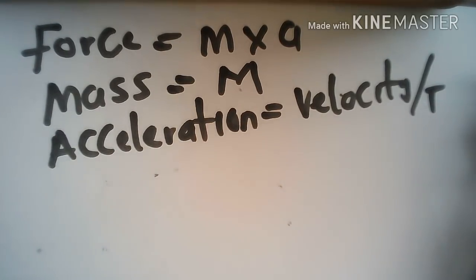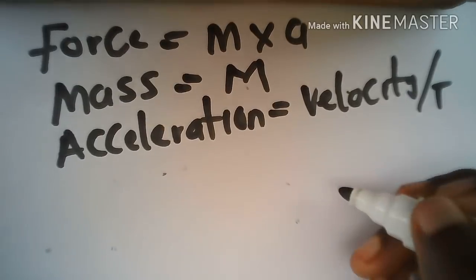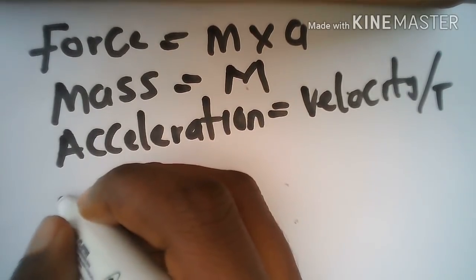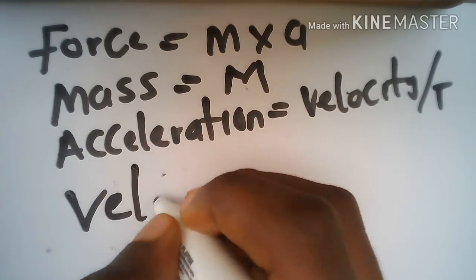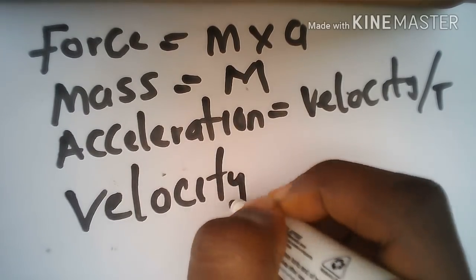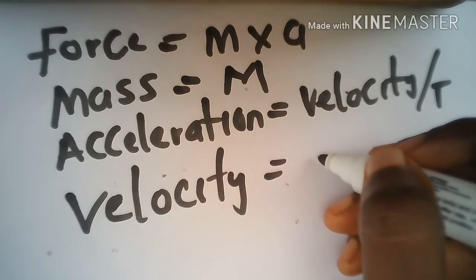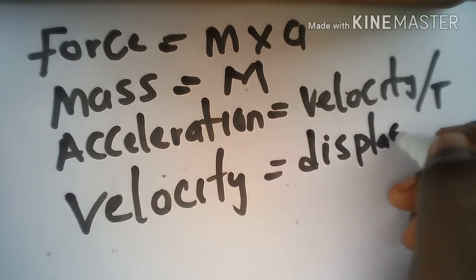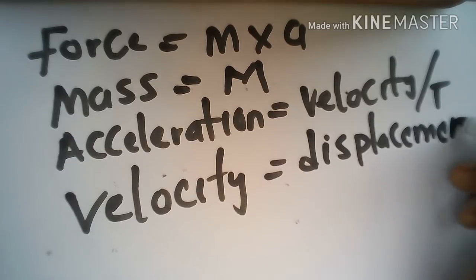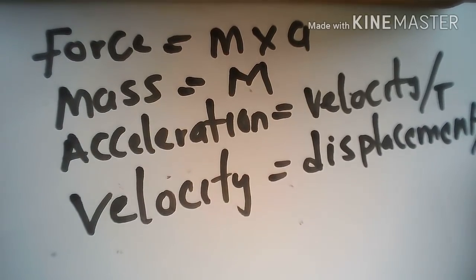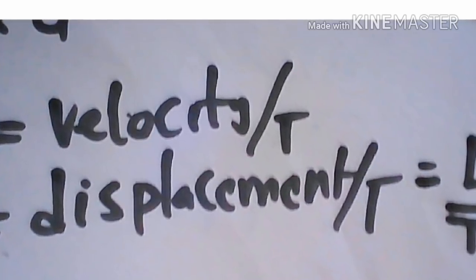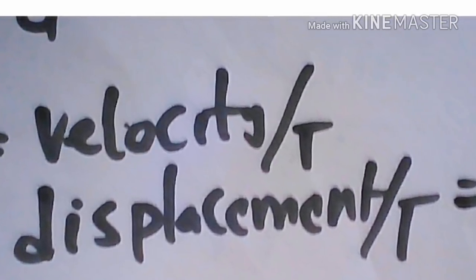Now we know that velocity is a derived quantity, so we have to derive the formula, which is displacement over time taken. Displacement has the unit L and time has the unit T.